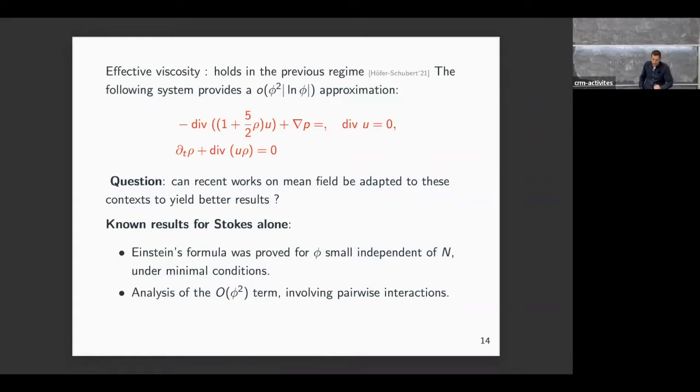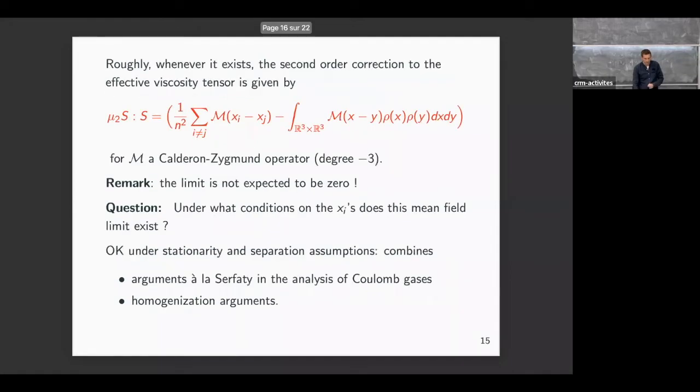So at the Stokes level, we can do better, but this is the mean field part that is still to be understood better. And still, if I stick to this Stokes problem, actually you can go further, because what I described here through Einstein's effective viscosity formula is really the first order correction in the solid volume fraction phi. And so what we did a couple of years ago with Mathieu Hillairet was looking at the quadratic term, which forces you to see pairwise interactions.